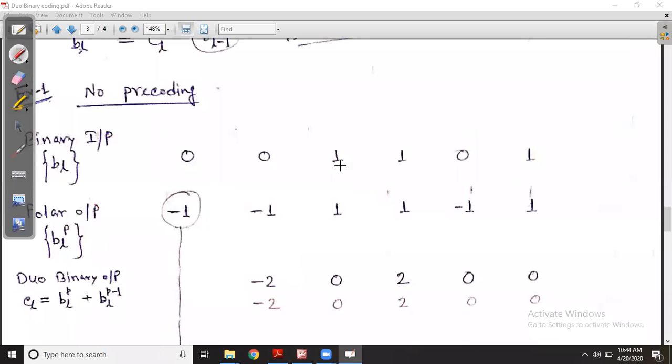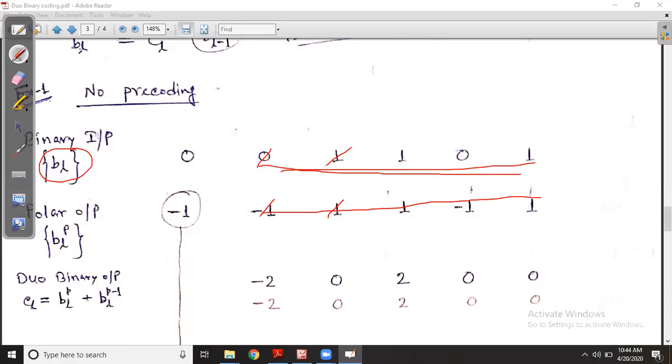First thing is that these are the bits. That means these are nothing but your BL. This BL is passing through some line coder. So 0 will be assigned with -1 voltage level. Listen, -1 voltage level. Bit 1 is assigned with +1 voltage level. In that way, we are getting these things.